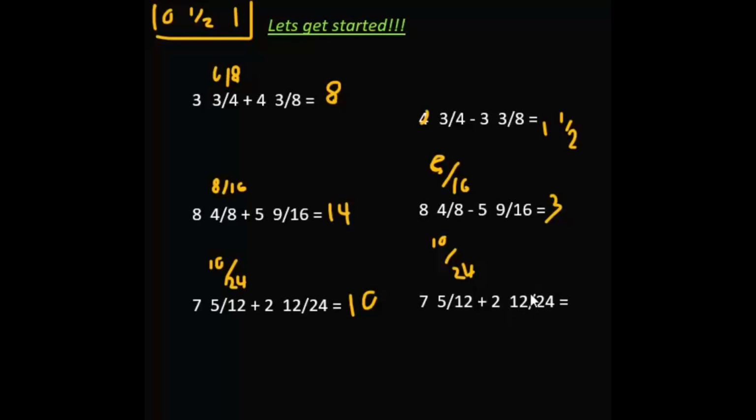12/24. Oh wait, I think this is supposed to be a minus, so let's just keep it as a minus here. Just remember it's a minus, okay? So 2 and 12/24 is exactly a half. So 7 minus 2 equals 5. Half minus half equals 0. So the answer is about 5.